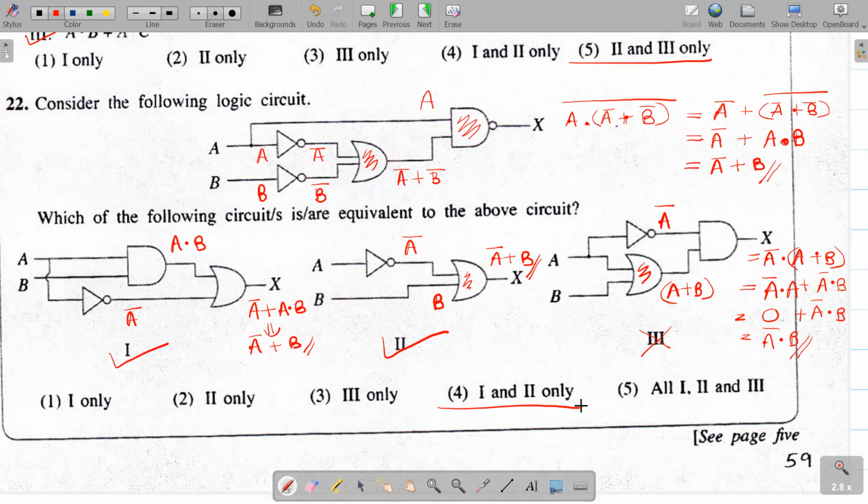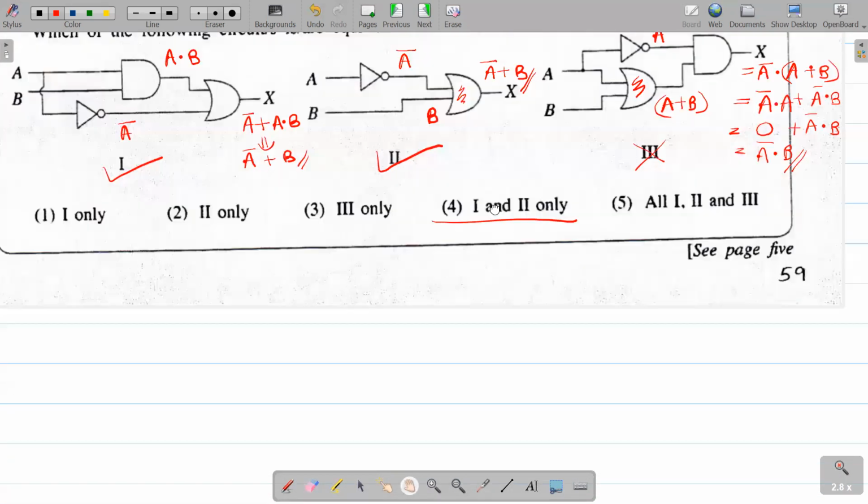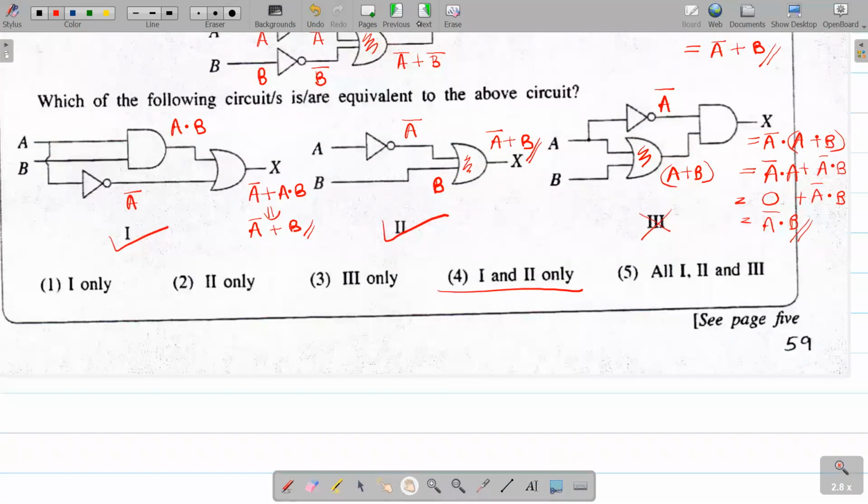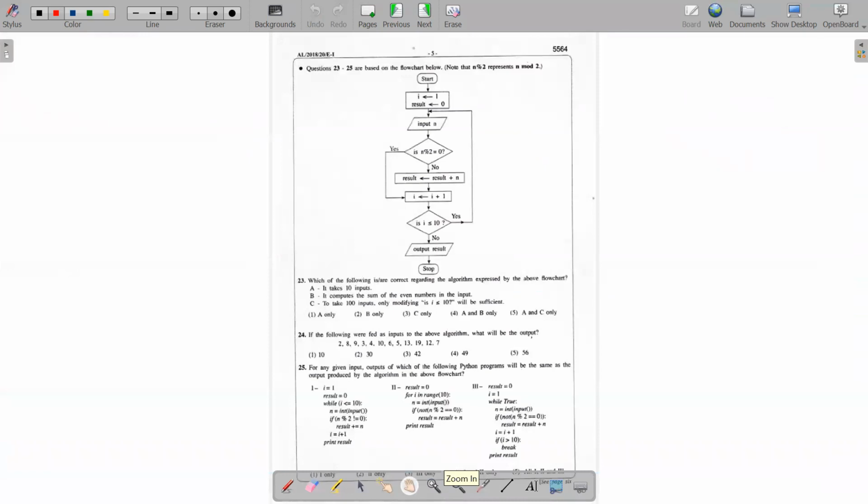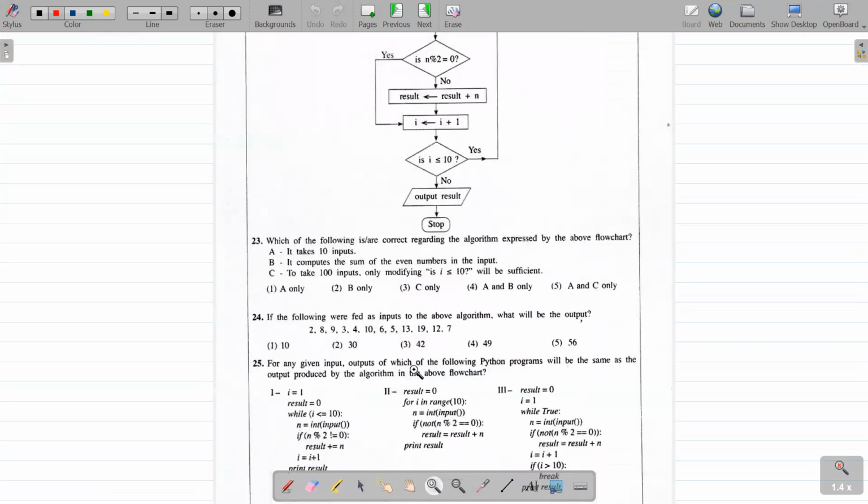Right, and yeah, 23rd. People, are we clear up to this thing? Yes, everyone? Are we clear? Right, great. Okay, moving to the 23rd. Yes, flow chart question.